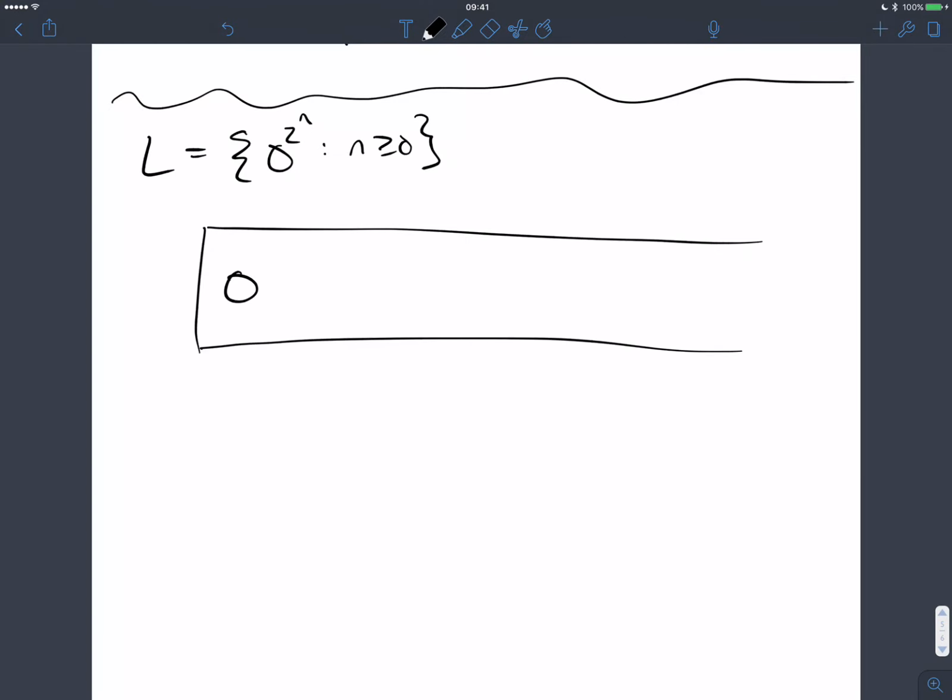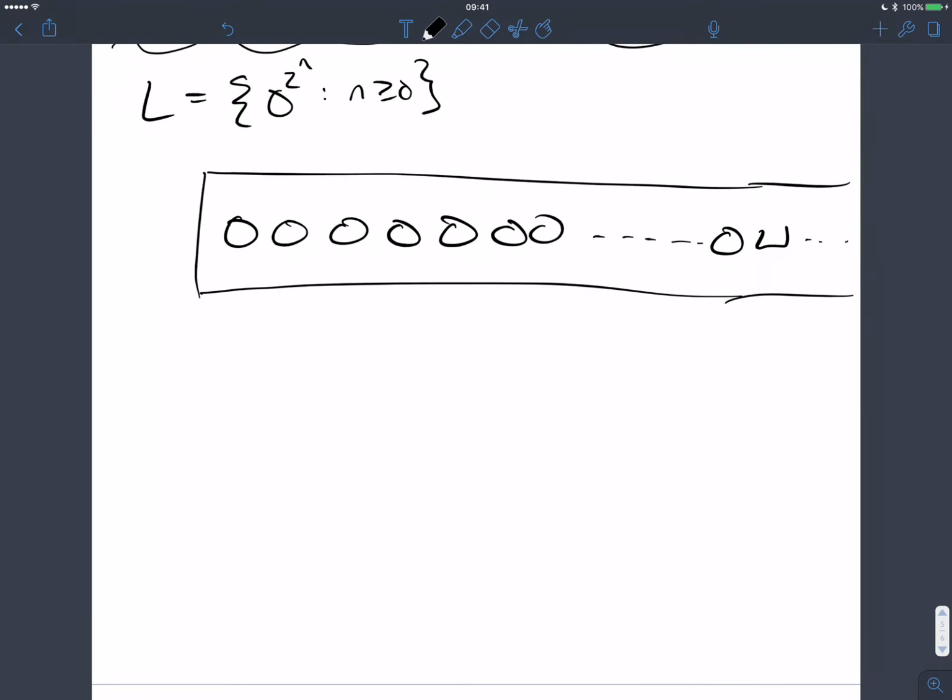So if I have a bunch of zeros here, our task is to figure out whether the number of zeros presented to me is a power of two or not. What might be a good idea to try here? Well, I'm going to offer a suggestion.